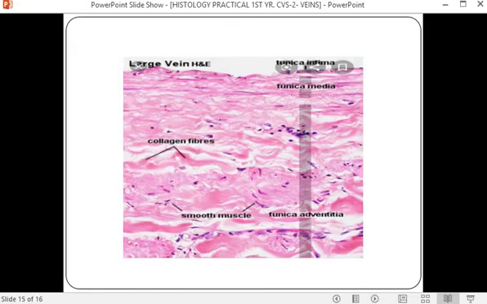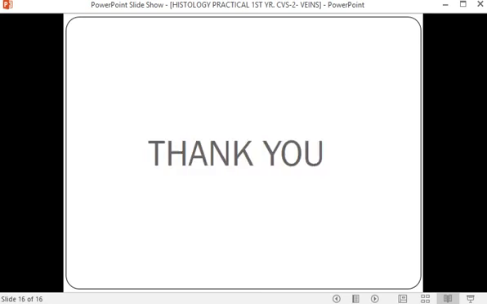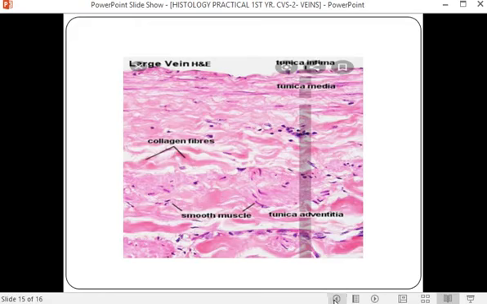Here we can see the microscopic picture of a large vein. We can see that tunica intima is present in the upper part. Then is tunica media, which consists of elastic fibers. Collagen fibers are also present. Then is tunica adventitia, which is also composed of collagen fibers, elastic fibers, and a few smooth muscle fibers are also scattered in it.